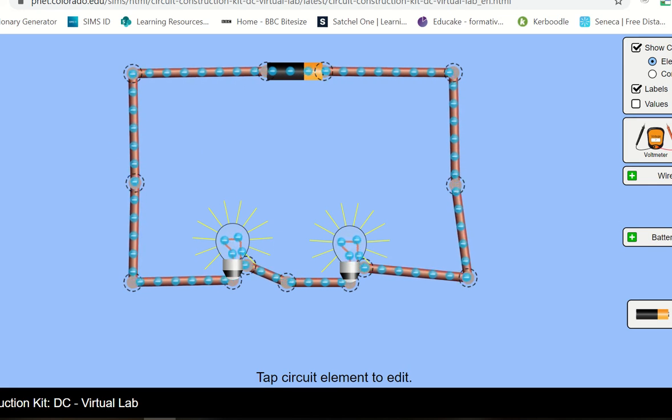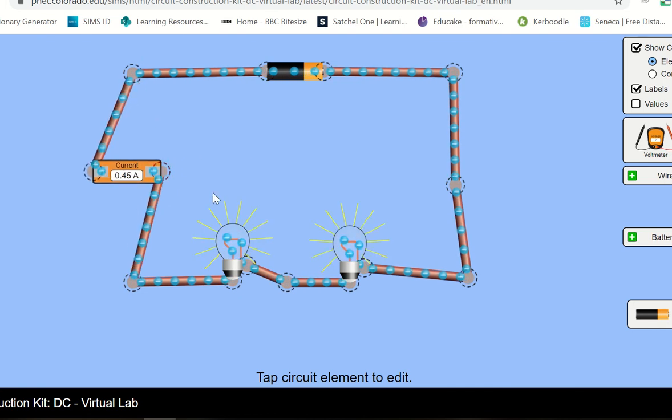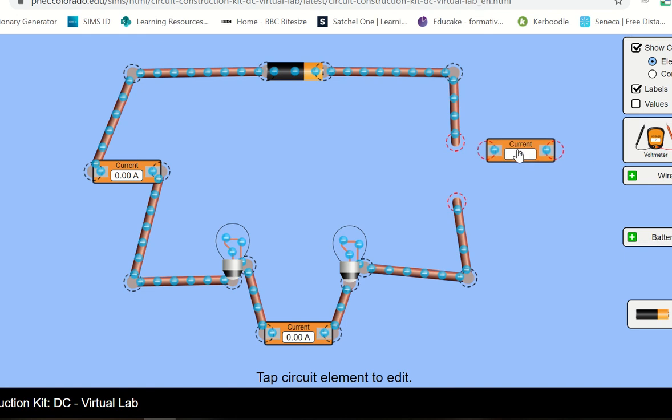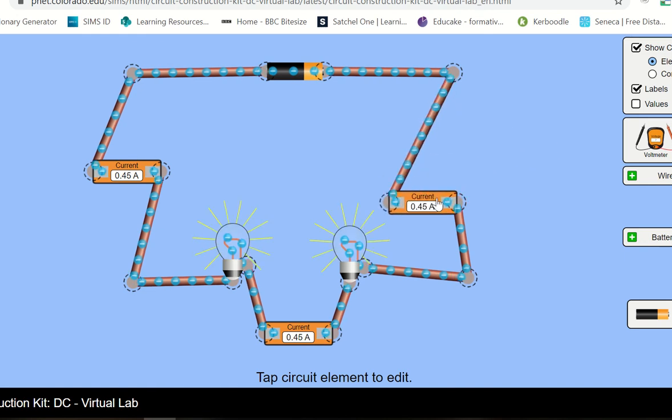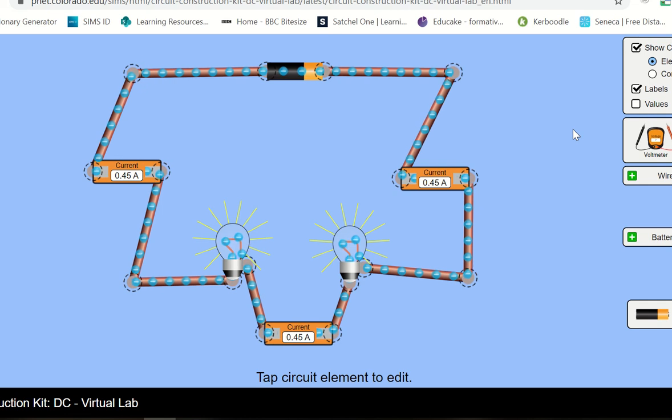So if we start sticking an ammeter in, and remember an ammeter has to be placed in series, so we place one ammeter here, we can see that the current here is 0.45 amps. Now if that's the speed that the electrons are going at there, hopefully we'll be able to predict what the current will be here. If I stick another ammeter between my two lamps, 0.45 amps, hopefully you can see that the speed is the same. And if I stick another ammeter in here, we should be able to see that once again the current is 0.45 amps. So in a series circuit, the current is always the same at every different point.